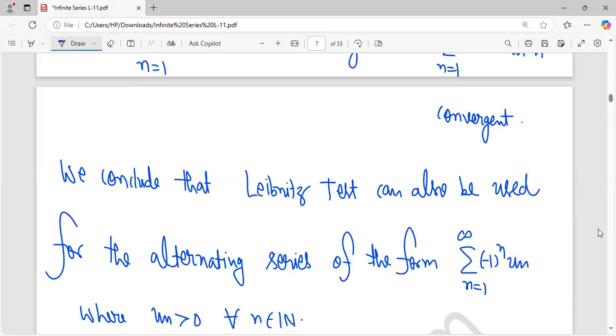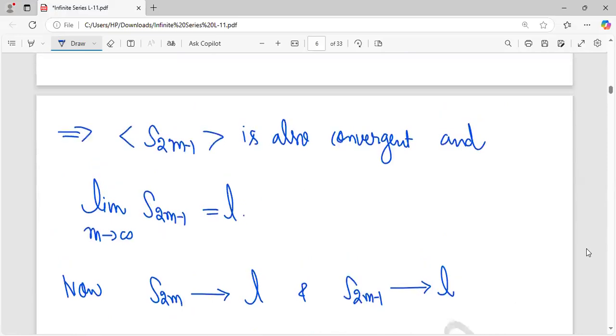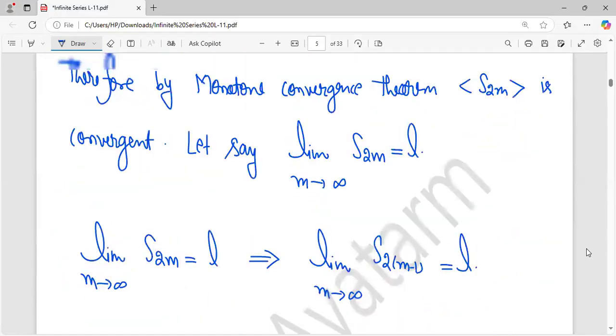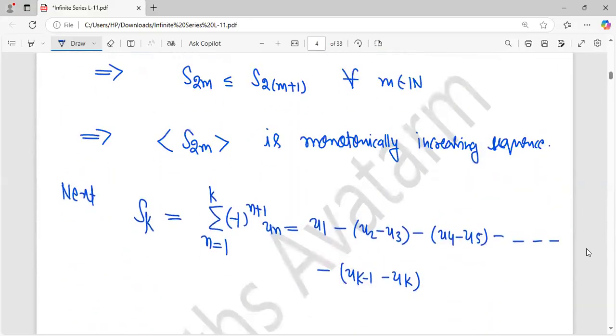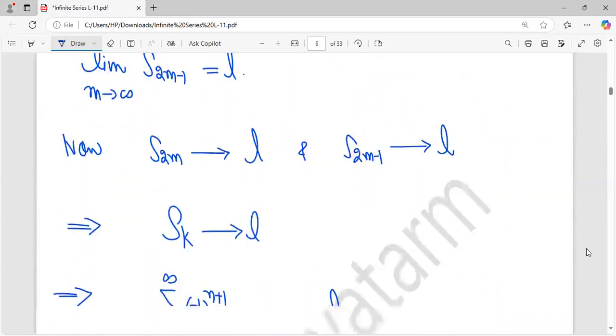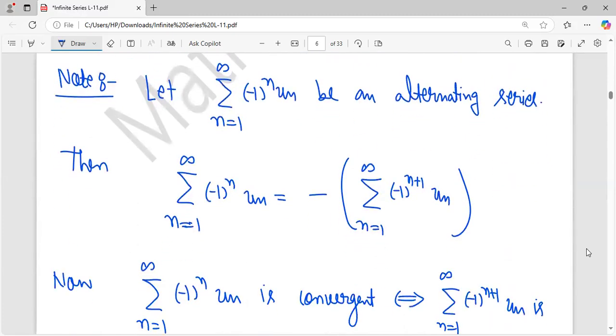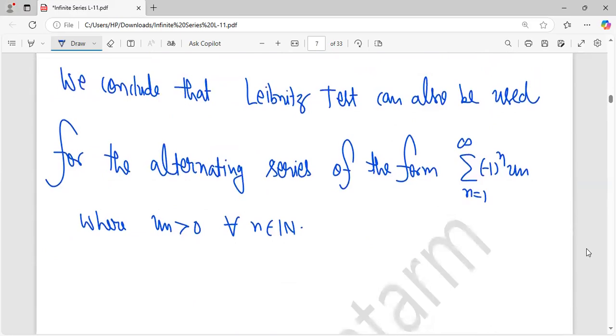So we have proved the Leibniz theorem for certain alternating series in which the first term is positive. But the Leibniz rule can also be used for alternating series having a negative first term. Because an alternating series with a negative first term can be written as a negative times an alternating series having a positive first term. So by the Leibniz rule, we can conclude the convergence, if it follows all the rules of the Leibniz test.